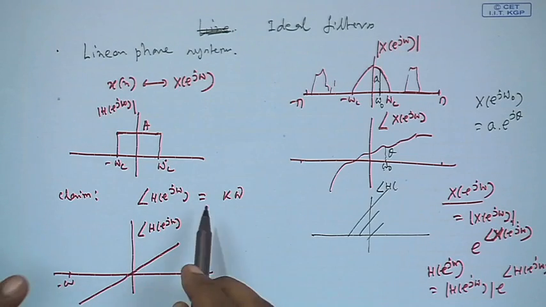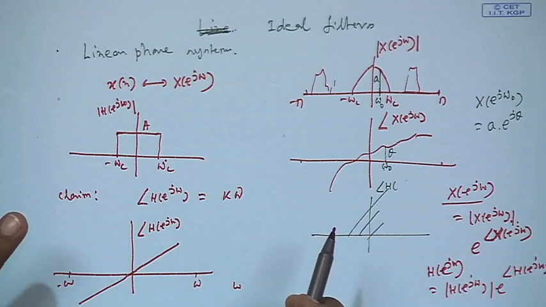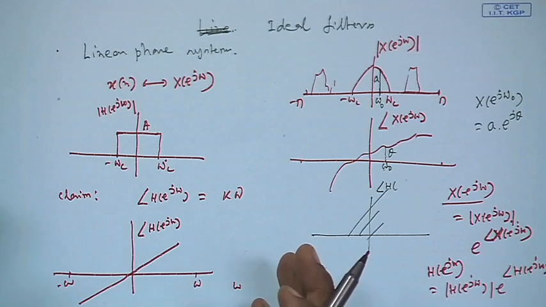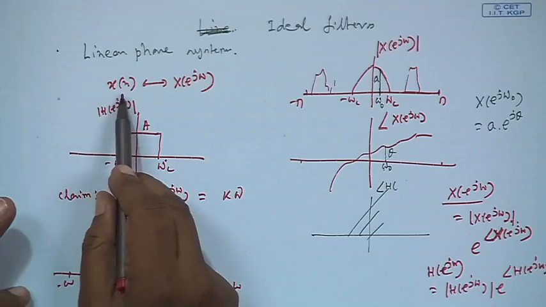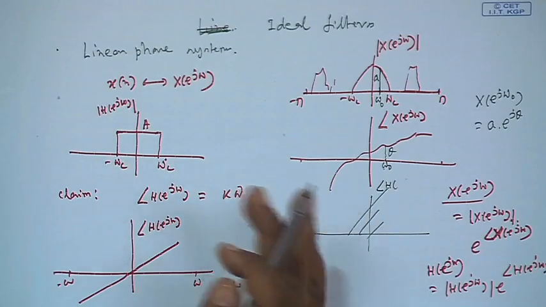This is the claim. If phase is also like this, then the output of the filter will be the same as the input of the filter, that is x[n]. Maybe x[n] will be delayed somewhat, but that delay is okay. Delay does not change the shape of the waveform, right. This is our claim, we will easily verify it.